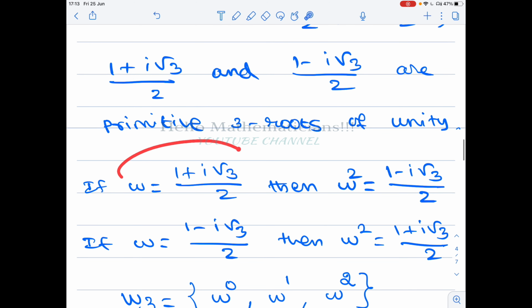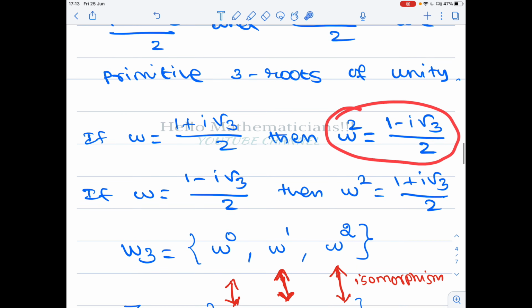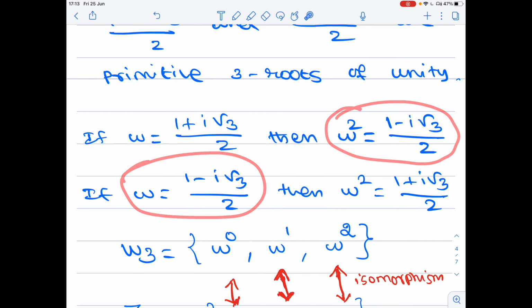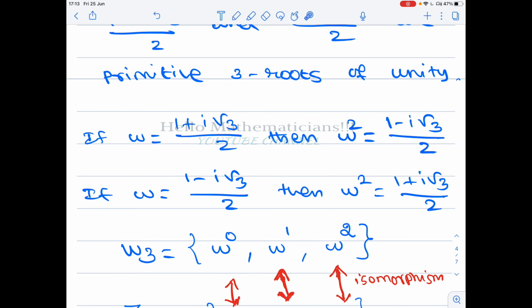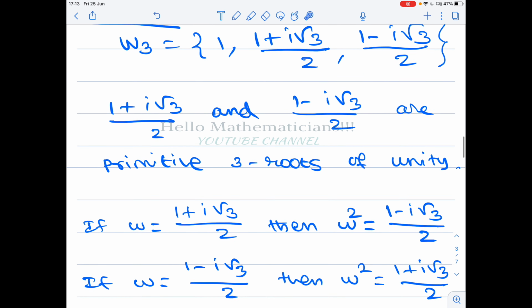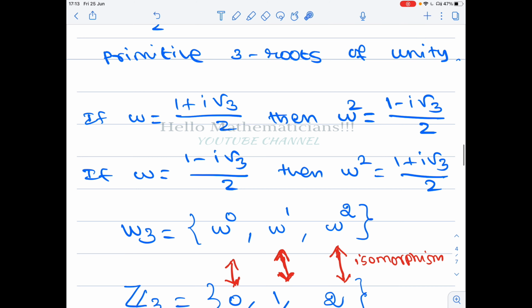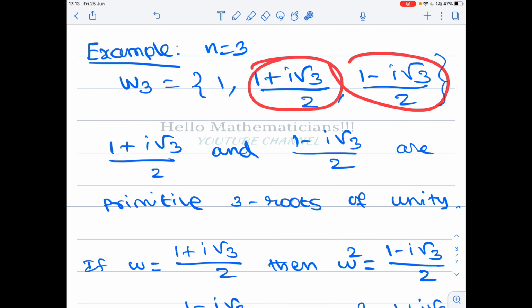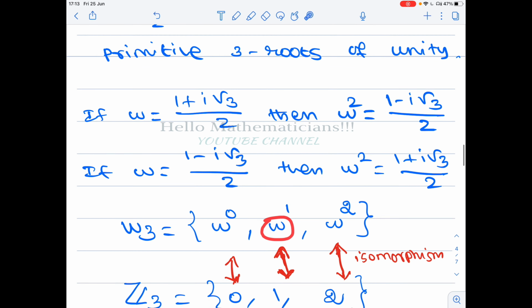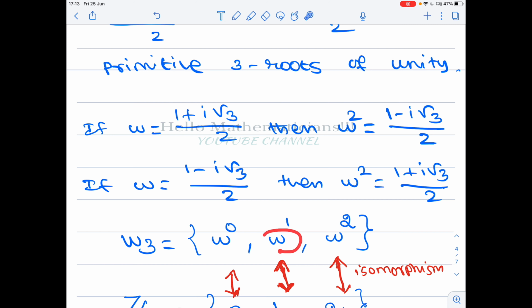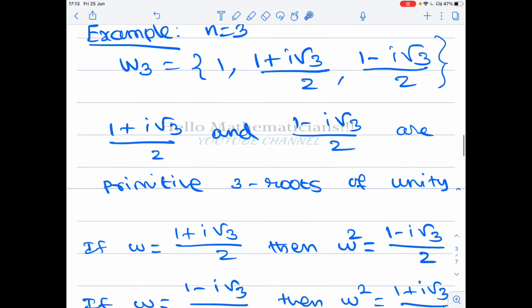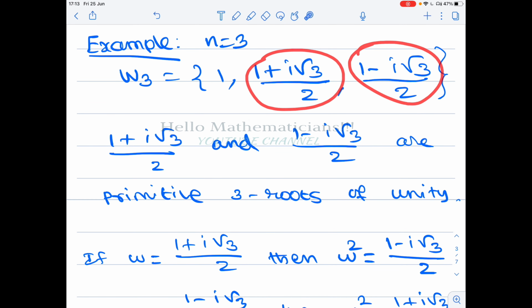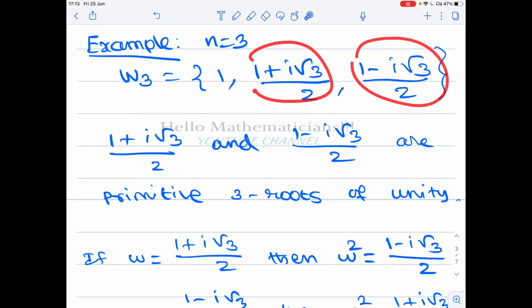So if you take W to be this number, then if you calculate W square, you will get this number. Similarly, if you take W to be this number, then W square will be this number. So whenever we write the third roots of unity, we always write 1, omega, omega square, where omega is either this number or that number. Any primitive nth root of unity can be taken as W. If this is W, then this will be W square.